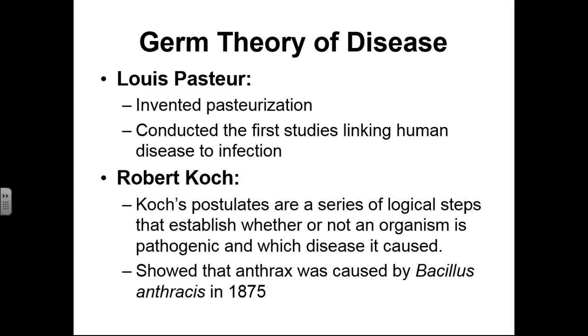We also have Robert Koch. Robert Koch is famous for Koch's postulates. Koch's postulates were a series of steps, experimental procedures, that could be used to establish whether or not a disease was caused by a specific pathogenic organism. He used his own postulates to show that Bacillus anthracis caused the disease anthrax, way back in 1875.